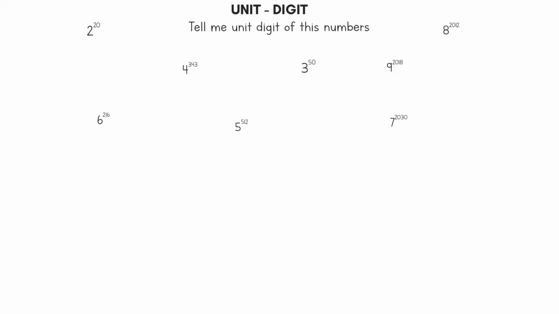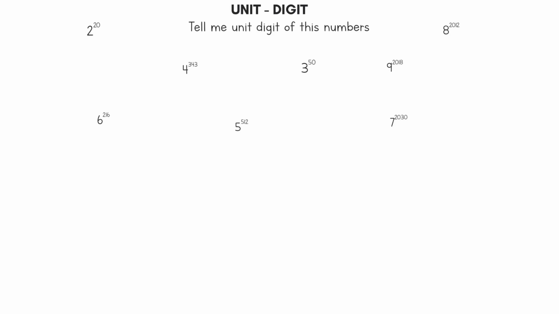So in this section we start with unit digit. Now what will we do in this? I'll give you any number and that any number will be raised to any number, and you need to tell me what is the unit digit of that. So any random number raised to any random number, what will be the unit digit of that number?